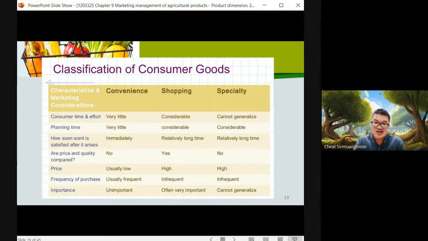So it is not important. For shopping products, it's quite important. But for specialty, it is not. You need to be concerned about the importance because specialty is specifically for that group of people. I would say specialty is very special for this group, so it's the most special for them.